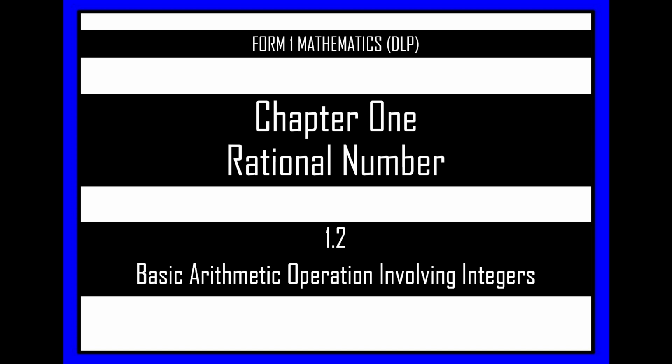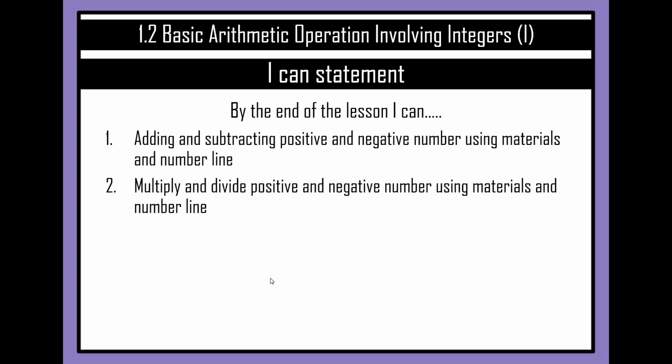Welcome to Form 1 Mathematics, DLP, Chapter 1 Rational Number, 1.2 Basic Arithmetic Operation Involving Integers. This subtopic will be divided into two parts. For the first part, by the end of this lesson, as a student, you can add and subtract positive and negative number using materials and number line. The second one is multiply and divide positive and negative number using materials and number line.